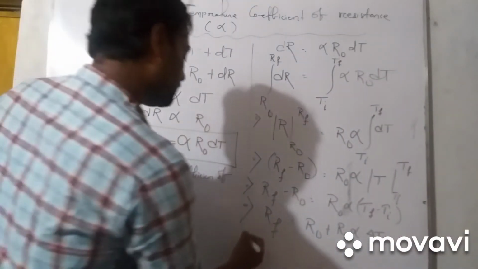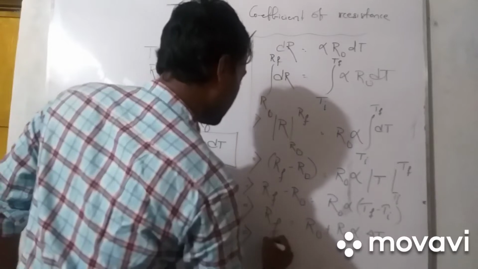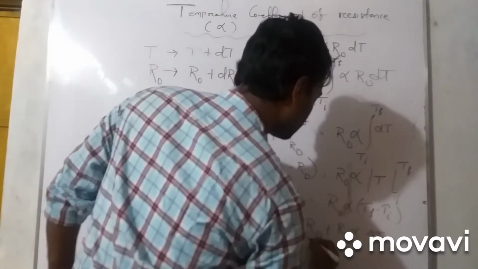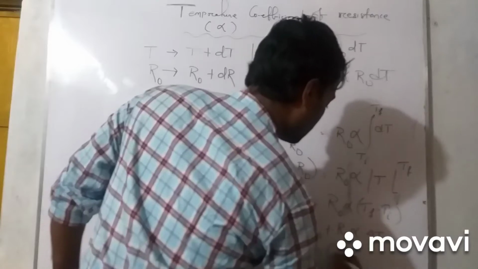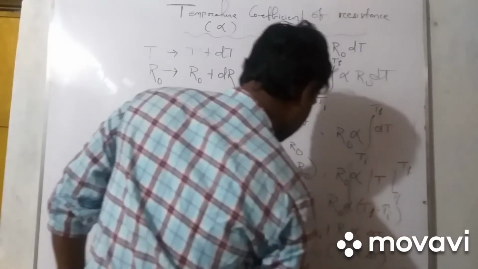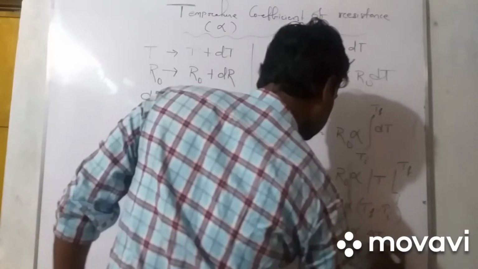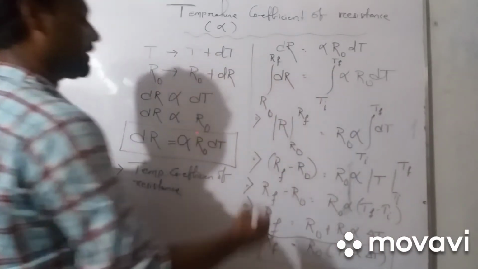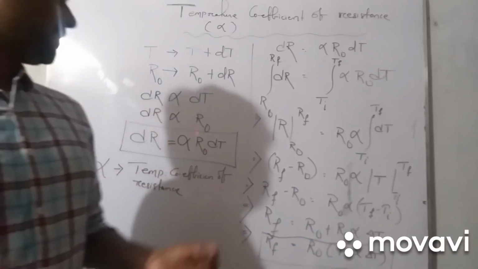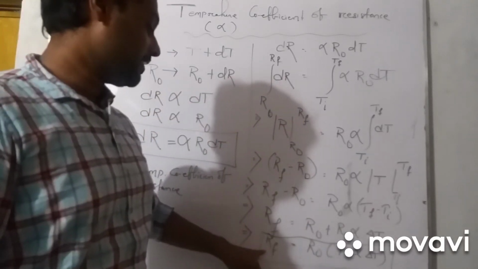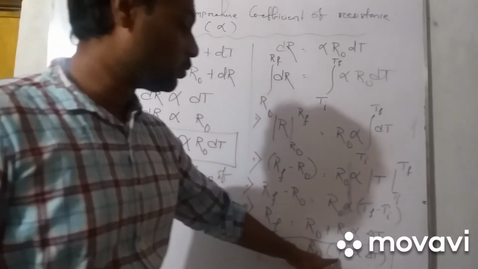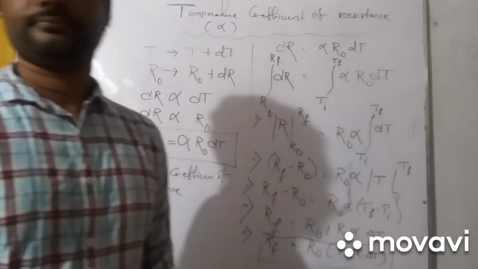Clear? That implies Rf is equal to R0 taken outside, times 1 plus alpha del T. So this is the required expression of resistance when we increase the temperature to the final temperature. The resistance is Rf equal to the initial resistance times 1 plus alpha del T. Okay.